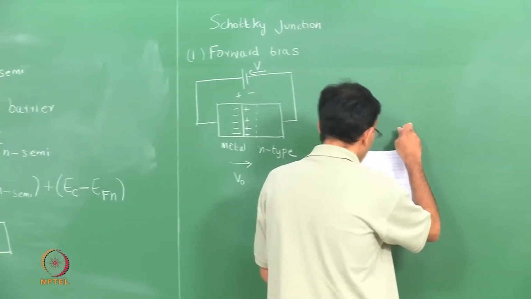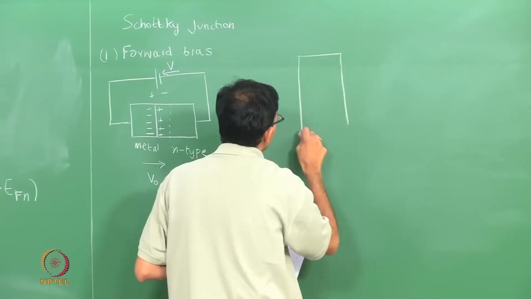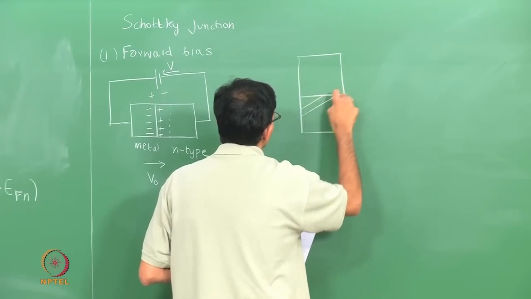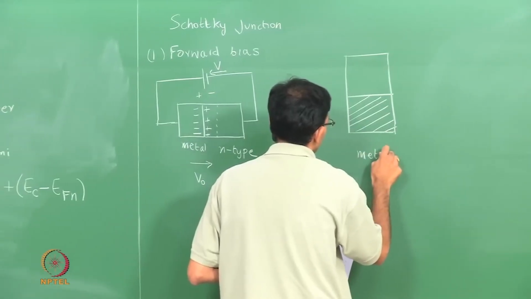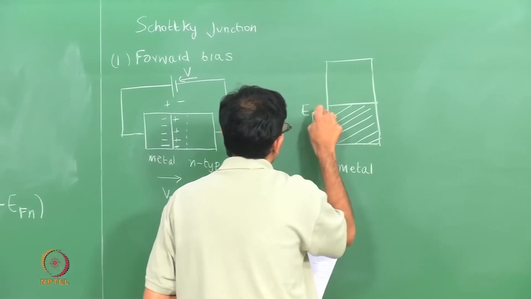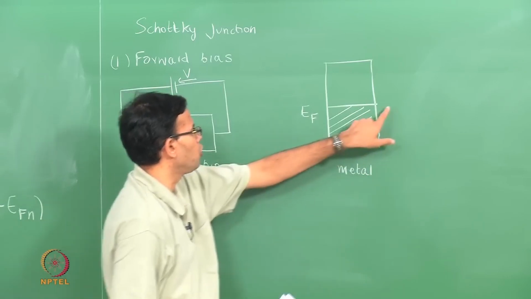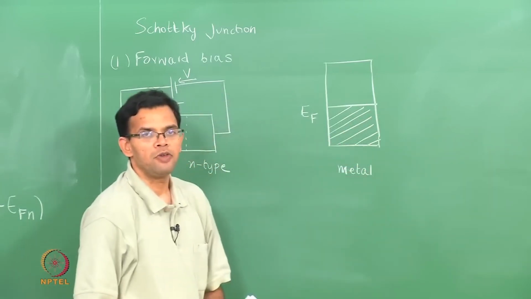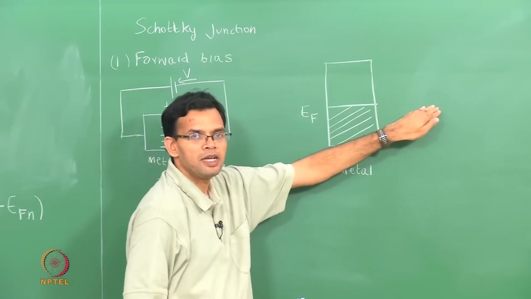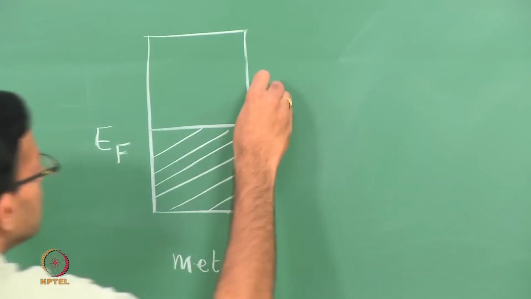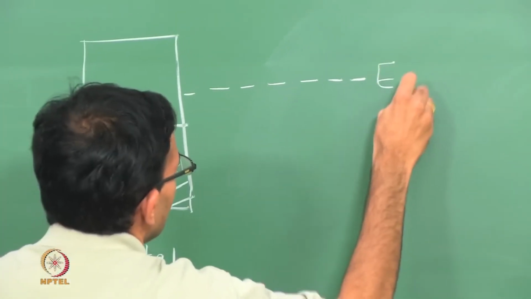So, if I want to show the band diagram of a metal semiconductor junction under forward bias, this is your metal side, EF. So, if you have a junction in equilibrium, we would show that the Fermi levels line up, but now we have a junction where you have a forward bias, which means the Fermi level of the semiconductor will be shifted up. So, this will be EF of the semiconductor.